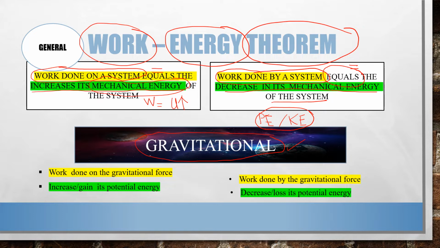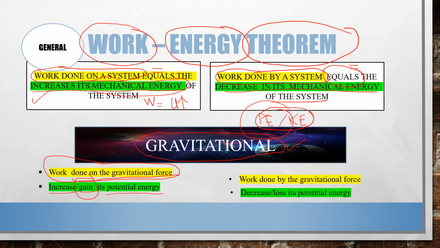In gravitation, the work done on a system means the work done on the gravitational force. In gravitation, usually the system is the Earth. So when work is done on a system, that means the work is done on the gravitational force. When work is done on the gravitational force, according to the work energy theorem, it increases its mechanical energy. So it also gains energy, and the mechanical energy we are talking about under gravitation will be the potential energy.